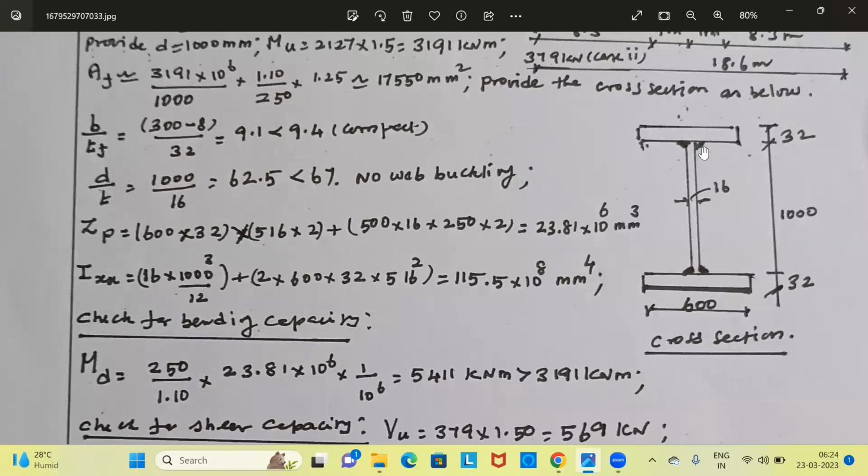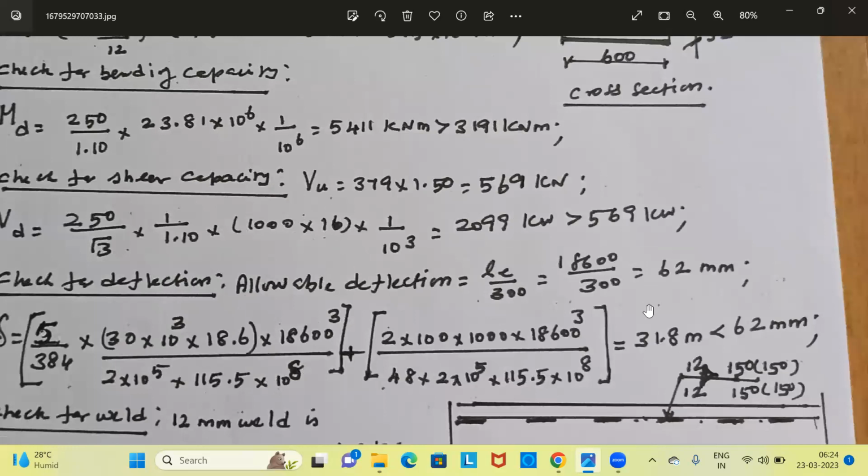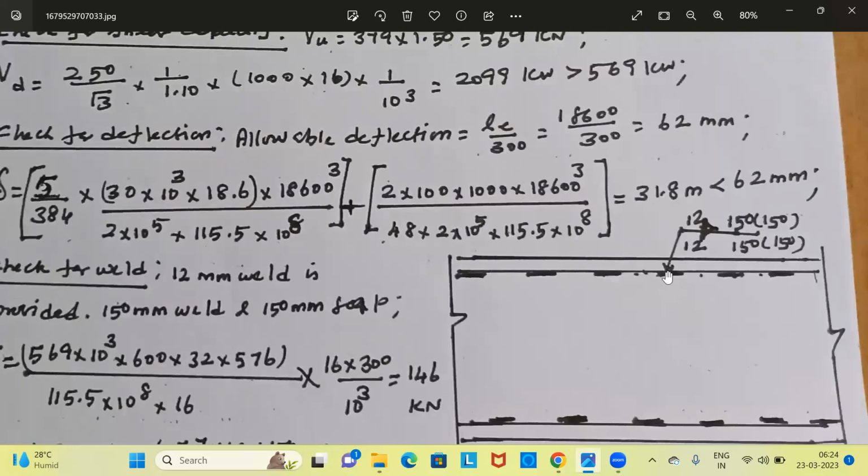We will provide the weld as intermittent weld. What is intermittent weld? The weld will be done for a distance of 150 mm. Then there will be a gap of 150 mm. Then again the weld will be done for 150 mm. Then there will be a gap of 150 mm. And the notation is like this.